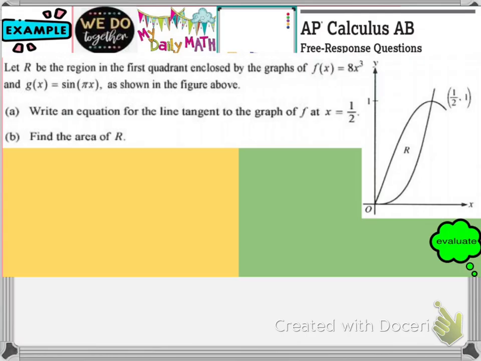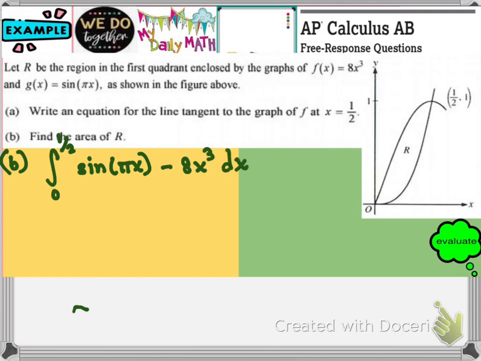Okay, now second question is B. Find the area. So we've already talked about the upper boundary and the lower boundary of our region. So I'm going to do the integral from 0 to 1/2. The upper function we said earlier was sine pi x. And then the lower function is the 8x cubed dx. Now I have to be careful because the second term is actually an easy integration problem. You're just going to use basic integration for that. But this one is u substitution.